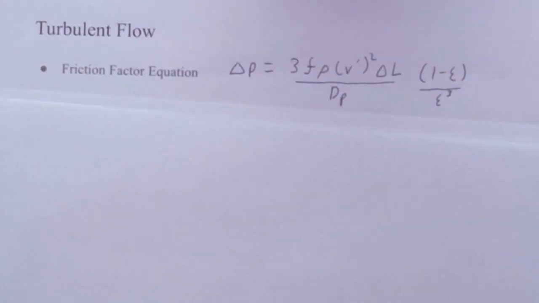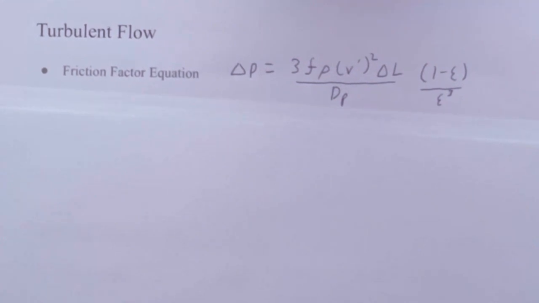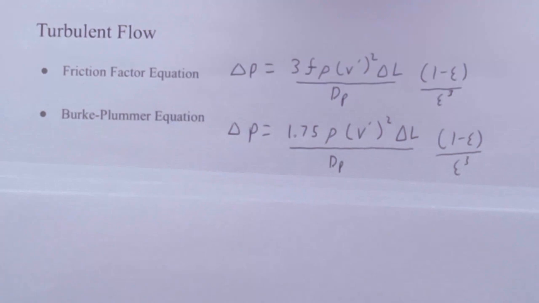With this equation, we have 3 times the friction factor as the leading coefficient. However, experimental results have shown that this leading coefficient can be approximated as 1.75, which we see in the Burke-Plummer equation.